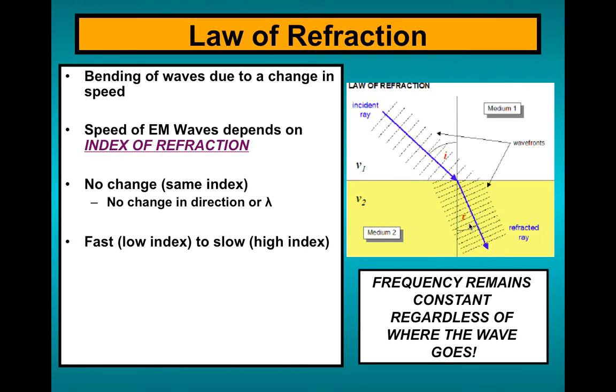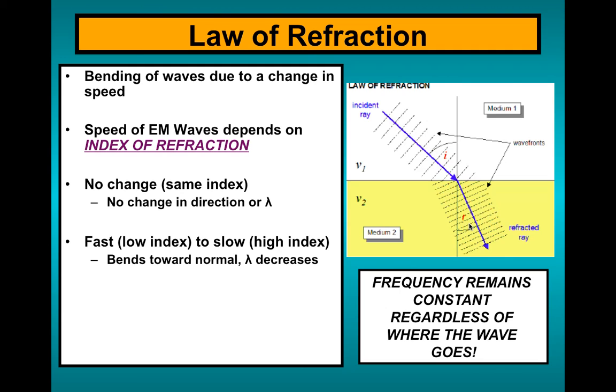If you're going from a low index to a high index, meaning if you're going from air into water, you're going to travel from a fast speed to a slower speed. And your wave is going to bend towards your normal. If you think about it, if you're going from air into water, water is much more dense than air. So you're not going to have as much room to travel. In fact, it's going to be less of an angle that you'll be able to travel. So your wave will bend toward your normal line. And in this case, your wavelength will decrease.